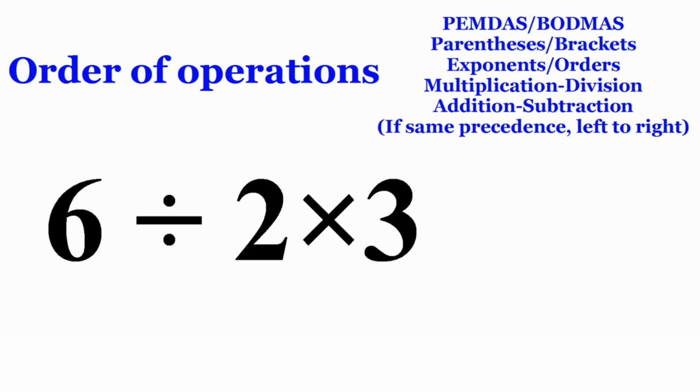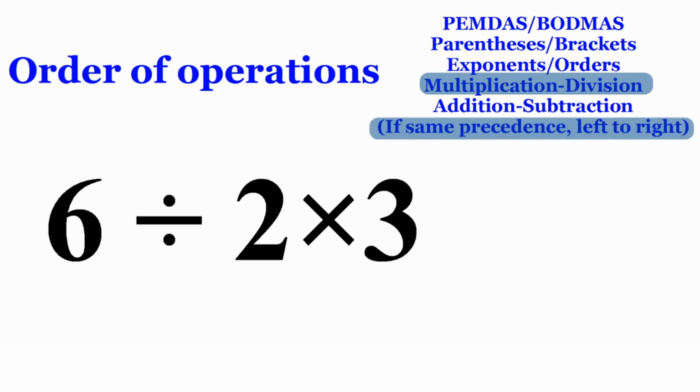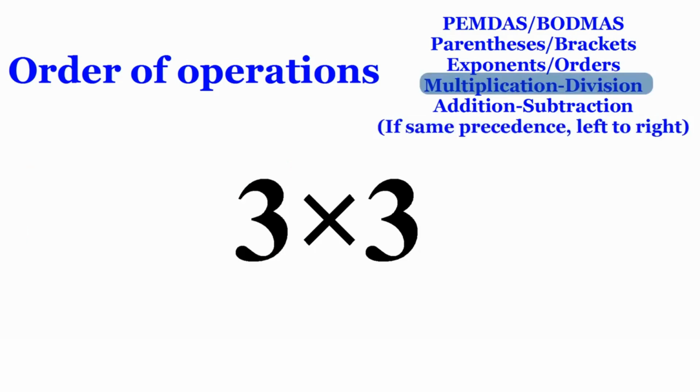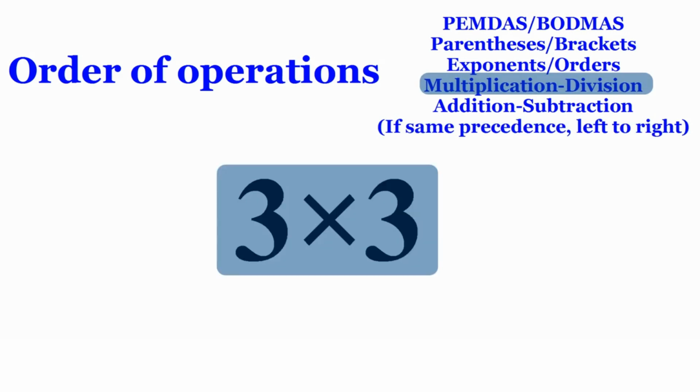Now we continue the order of operations. This expression only contains multiplication and division. These are operators of equal precedence, so we'll evaluate them from left to right. Starting on the left, we have 6 divided by 2. 6 divided by 2 is equal to 3. We then have 3 multiplied by 3, the final multiplication. And that gets us to the correct answer of 9.